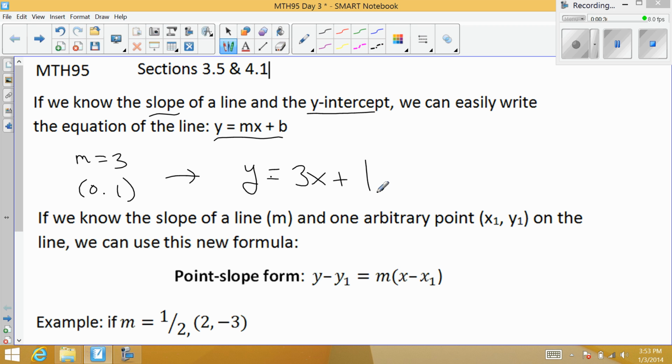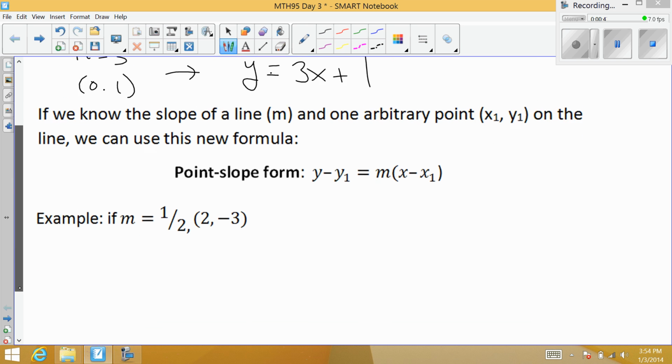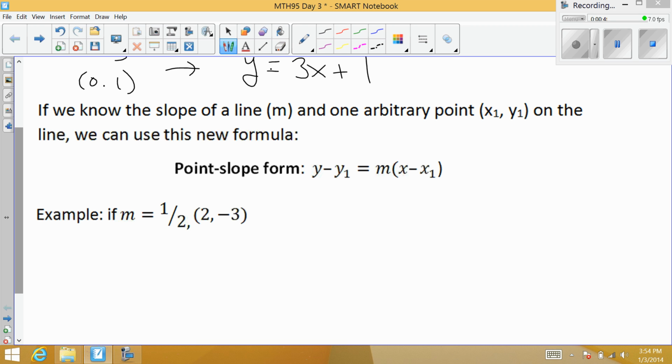is the y-intercept. If instead we know the slope of the line at an arbitrary point, (x1, y1), we can use this new formula to quickly come up with the equation of the line. And this is a slightly different technique than we used in Math 20, sorry, in Math 65.